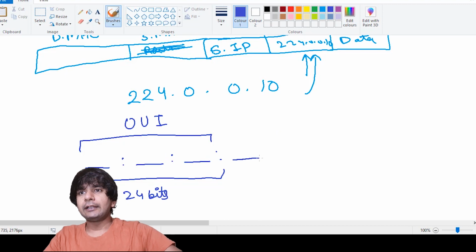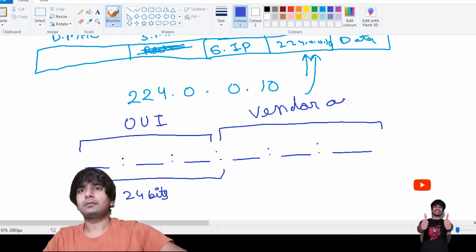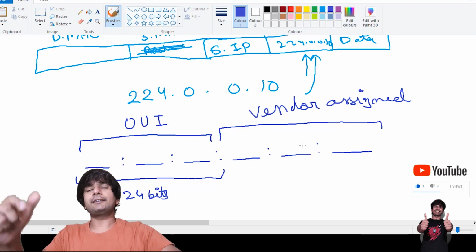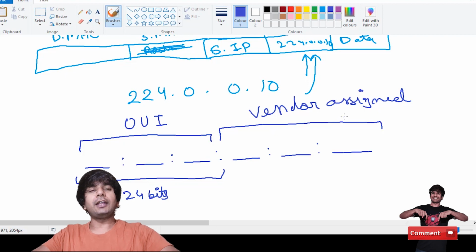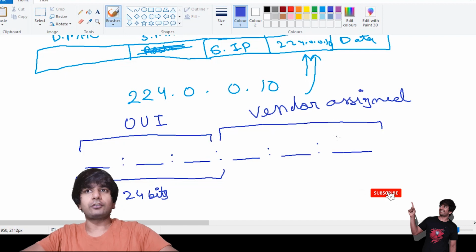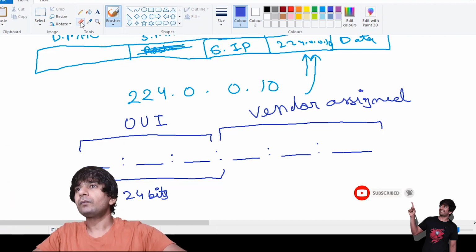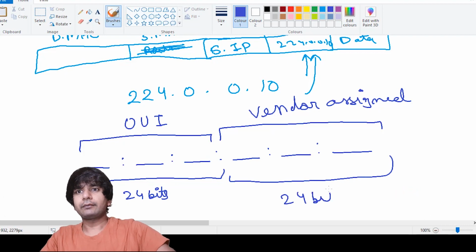And then another 24 bits will be there, and these are called vendor assigned or something like that, right? But this vendor assigned part will apply when we are talking about the unicast MAC, which is hard coded on the physical interface. So in this case, these 24 bits, the second half, okay.